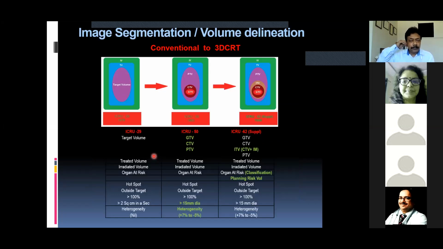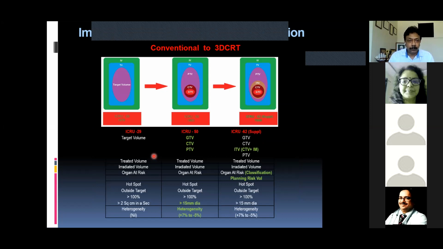Now this is image segmentation, and this is a very important part for the clinician. You know that when we move from conventional to 3D CRT, ICRU also came up with various target volume delineation recommendations. The first ICRU report in this regard was ICRU 29 in 1978, where they defined the target volume, the treated volume, the irradiated volume, and the organ at risk. They also mentioned the hotspot, that is more than 100% dose outside the target, and it should be more than 2 square centimeters in area. But they didn't mention any heterogeneity limitations.